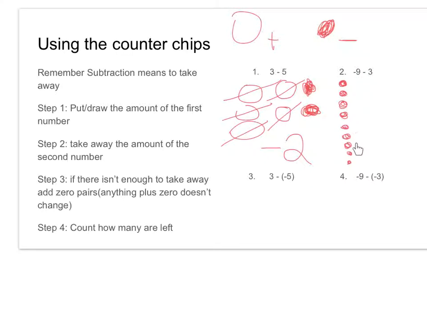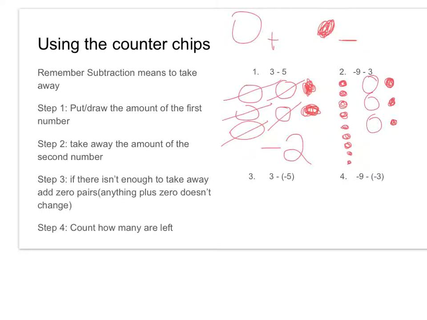These are all negative. So we're going to have to add in 0 pairs because there is not enough to take away. So we only need 3 positives, so then you only really need to draw in 3 0 pairs. If you accidentally put too many, that's fine. You can always take them back out. So I'm going to draw in 3 0 pairs. So remember, 0 pair is a negative and a positive, or positive and negative, doesn't matter which way.